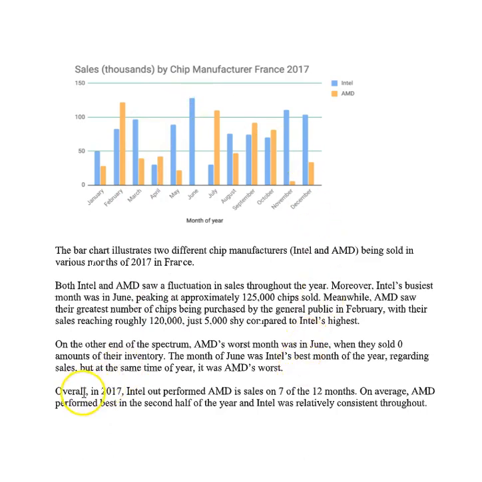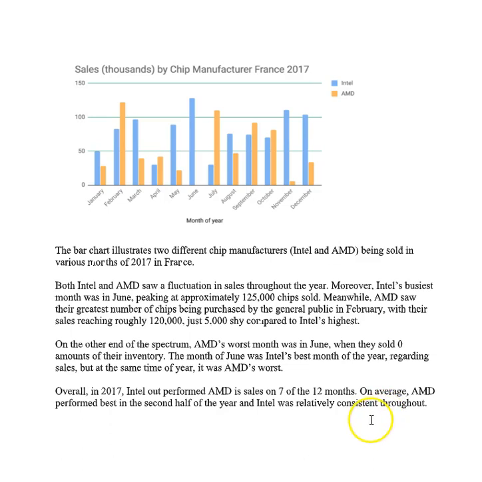Okay. Overall, in 2017, Intel outperformed AMD in sales during 7 of the 12 months. On average, AMD performed best in the second half of the year, and Intel was relatively consistent throughout. Okay, well done. A very good piece of writing for your comparisons there. So instead of just listing numbers, you've worked that information so that you're giving us a comparison, more of an analysis of that graph, which is great.